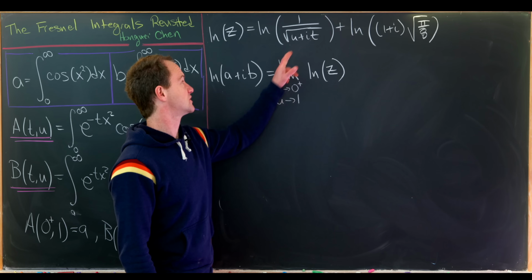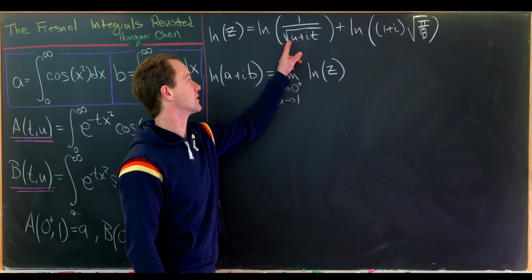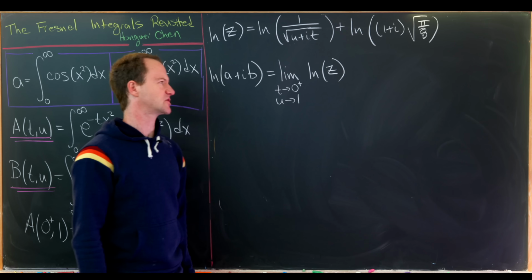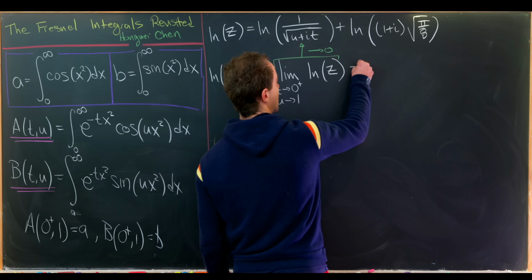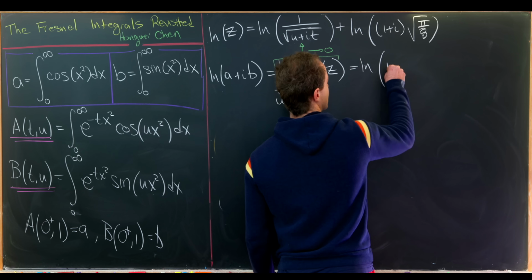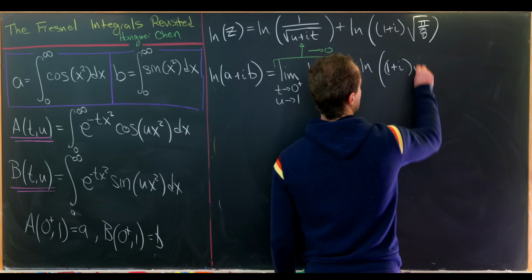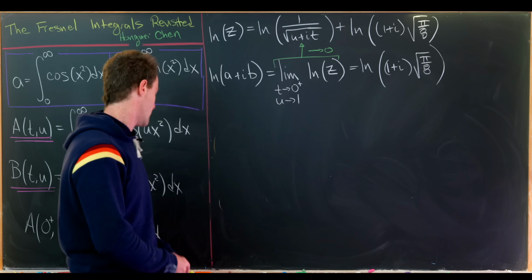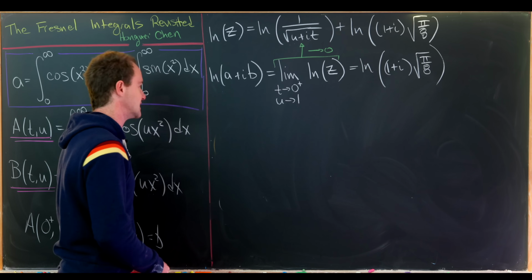So if we let t approach 0, we'll end up with 1 over the square root of u, and then if we let u approach 1, we end up with the natural log of 1, which is 0. So under this limit right here, this term goes to 0, which is nice because we're just left with this constant, the natural log of 1 plus I times the square root of pi over 8.